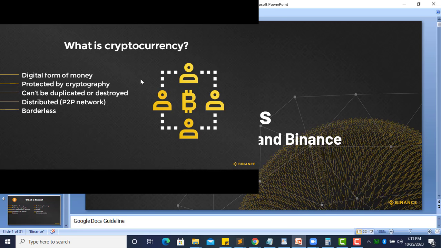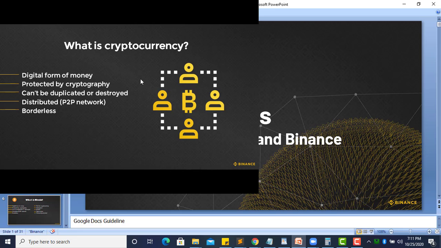There is a record for every transaction that takes place and can be seen by everyone. So it can't be duplicated or destroyed. You send me 1 Bitcoin, it will be 1 Bitcoin. I cannot go to my bank and change it to 2 Bitcoin. So that is what is meant.